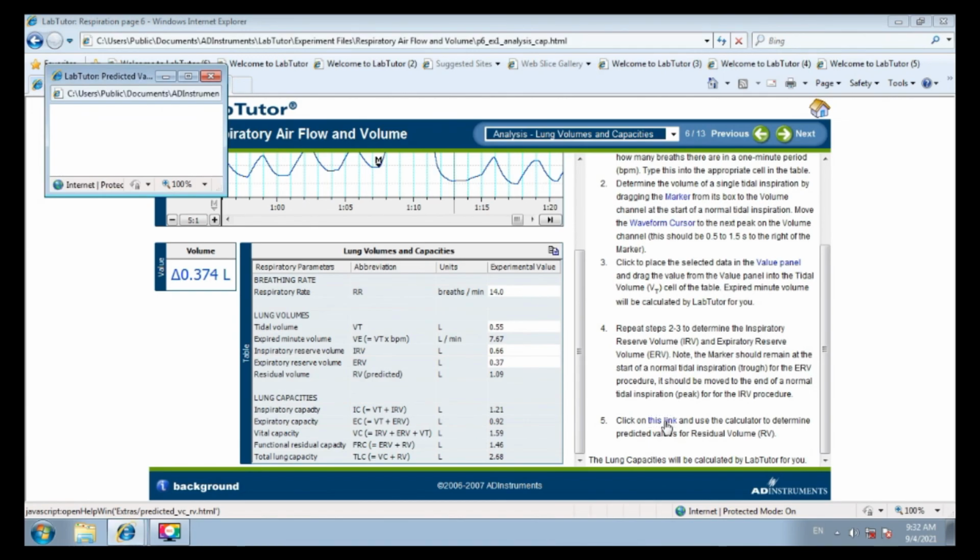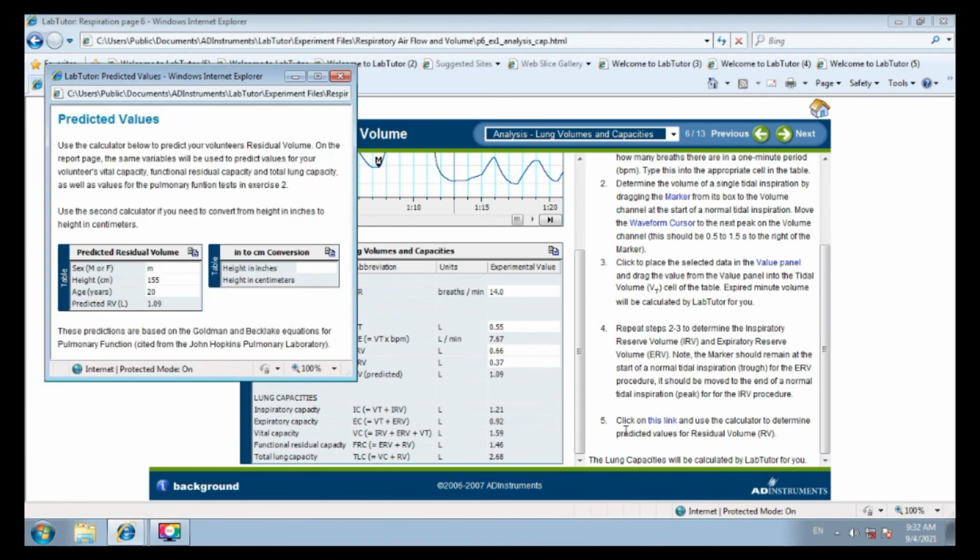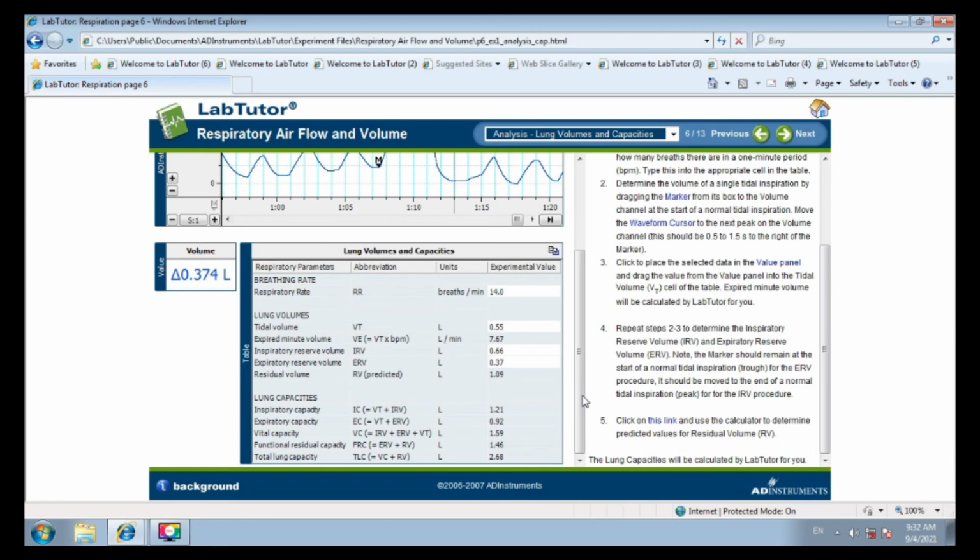So by putting in all the lung volumes, the lung capacities will be calculated automatically. Here we have to calculate the residual volume from the pool of data, and we have to put in the values of age, gender and height, then it will give you the value of residual volume. So finally we will have the value of residual volume from the pool of data. Now we can have the functional residual capacity and total lung capacity. So in this way we measure the lung volumes and lung capacities by using PowerLab.